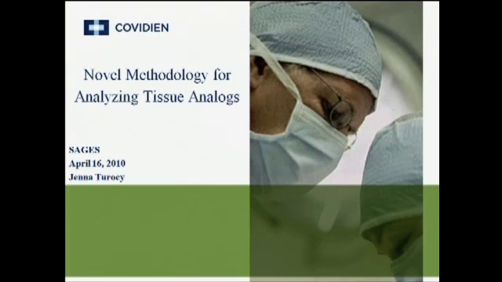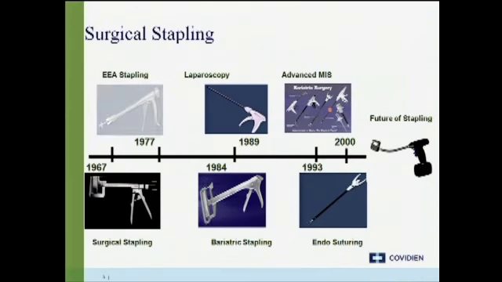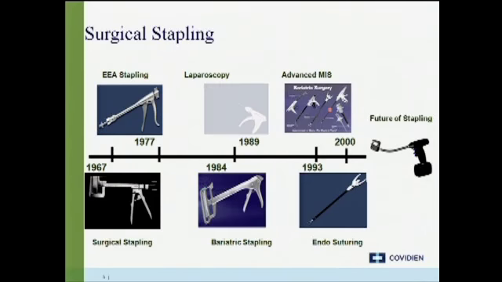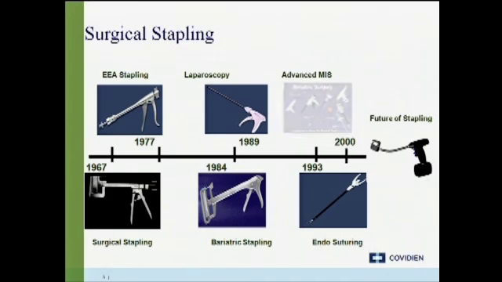Today, I'm going to be presenting a new method to analyze tissue analogs. I wanted to begin with just a brief history of surgical stapling at Covidien. Covidien has been developing surgical staplers for the past 40 years. In the late 1980s and early 1990s, we transitioned away from larger, bulkier devices for open procedures to more minimally invasive devices. Now, looking at the future of surgical stapling, we are developing powered stapling as well.